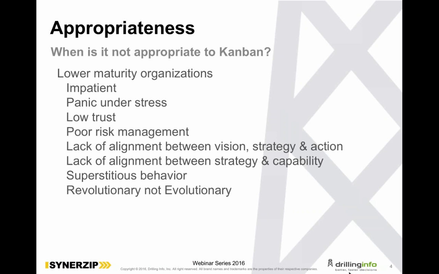It was funny because I was taking the master class from David Anderson, and he was going over this list with the class. He said some of the low maturity organizations are impatient, stressed, have very low trust, and have no or poor risk management. There's a big lack of alignment between vision, strategy, and action, and also between strategy and the capability of the engineering team. They have superstitious behaviors, and they're revolutionary and not evolutionary.